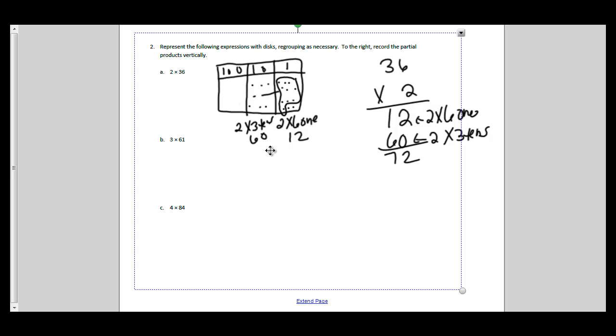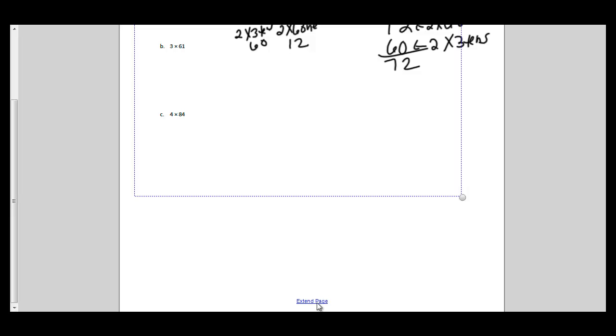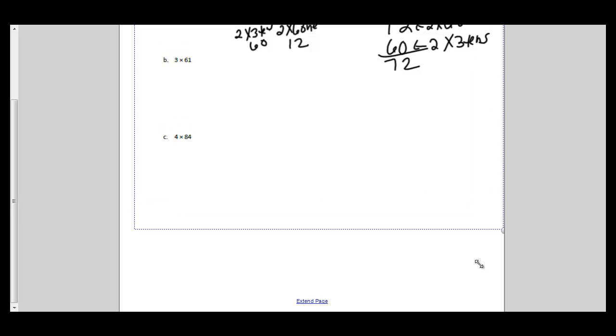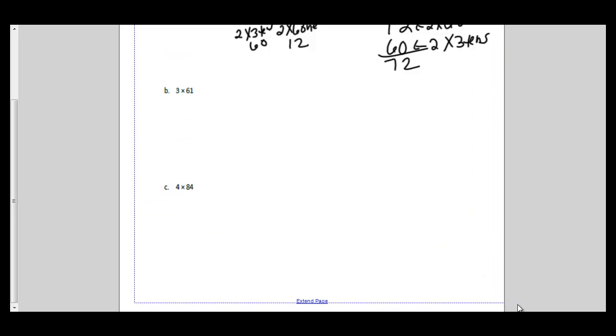All right, now let's do the next one. I'm going to have to make this page a little bit bigger because I'm running out of room. Okay, so let's draw our place value chart again. Let's sketch one. We only need tens, ones, and hundreds on these. They don't have to be too big. So ones, tens, hundreds.